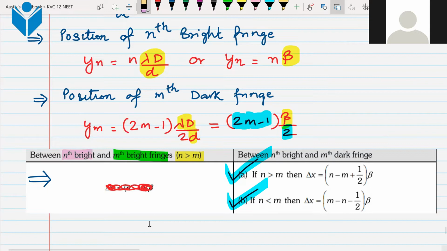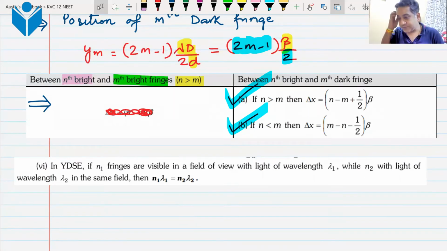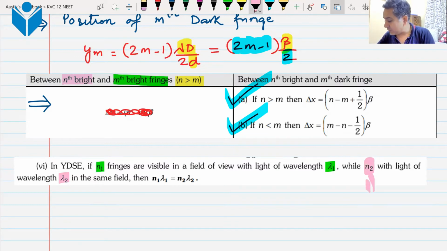Remember, this question has come in previous exams a number of times. So note this down. Instead of me writing, I will just give you a note. Sometimes they ask the question in this way: N1 fringes are formed when you use light of wavelength lambda 1, and then they ask if the light is changed from lambda 1 to lambda 2, how many fringes would be formed. So basically you have to find the value of N2.